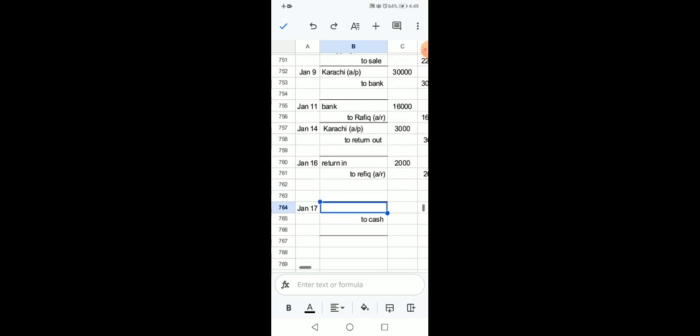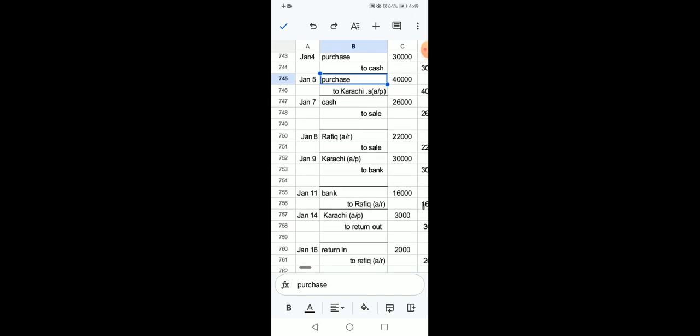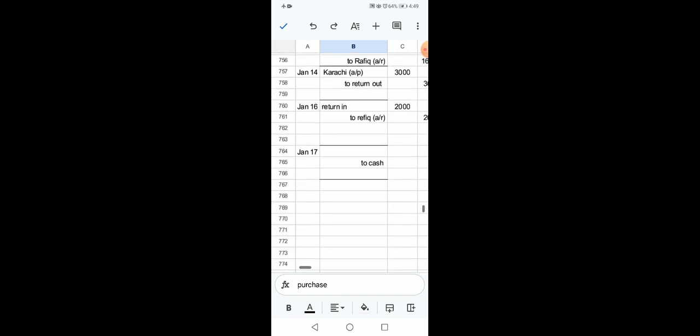So from Karachi, what have you done? Here you have purchased goods from Karachi. Karachi was your account payable. You were liable to pay amount to Karachi. Now you are paying to Karachi. It means after payment he is no more your account payable, no more your liability.